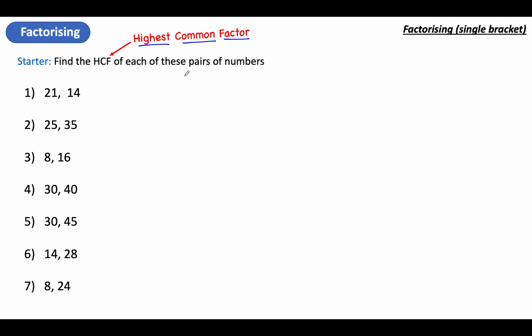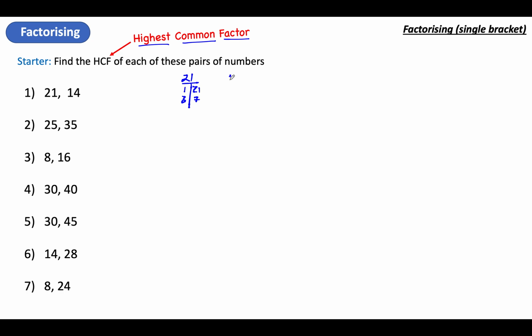Okay, so if we were doing this the long way round, if I wasn't sure of all the factors, I'd probably do some factor pairs. So I'd do factor pairs of 21. So 1 times 21 is 21. 3 times 7 is 21. And those are the factor pairs for 21. So all four of those numbers are factors of 21.